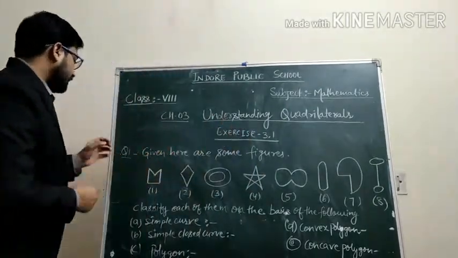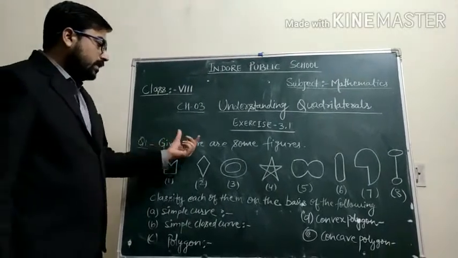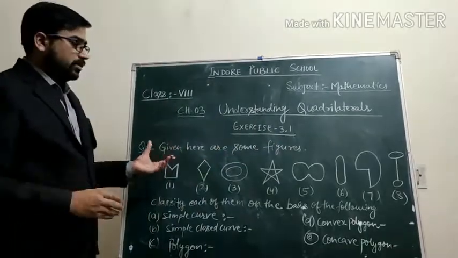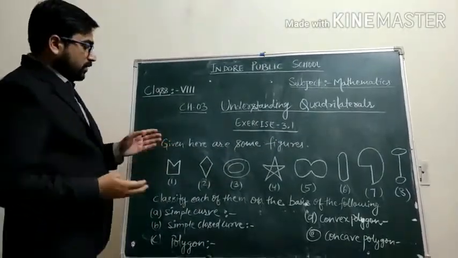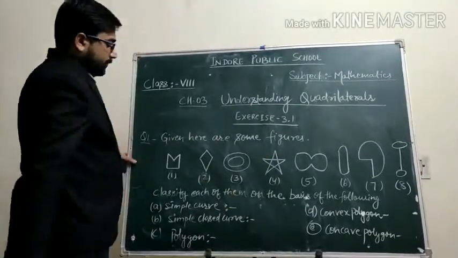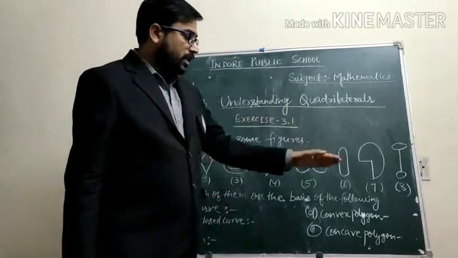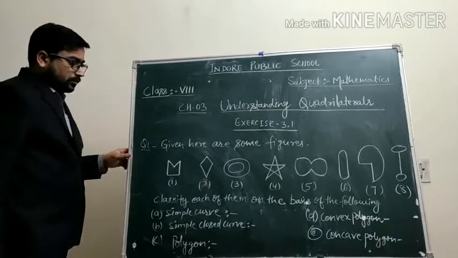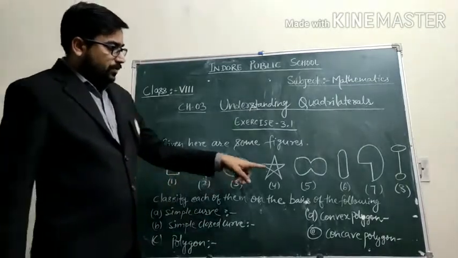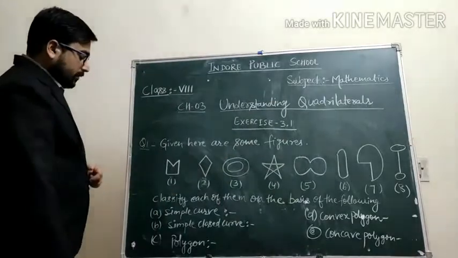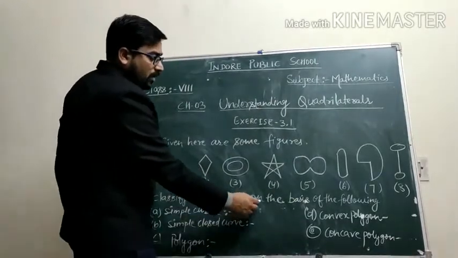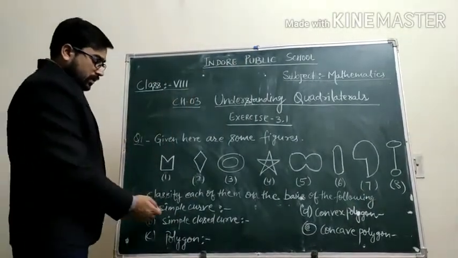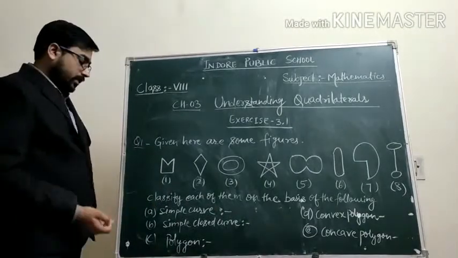Now, let's do question number 1. Some figures are given. You can see this question from your book also, because it is a figure part. So I have written it here, and it will be better for me to explain it to you here. First figure, second, third, fourth, fifth, sixth, seventh, 8 figures are given. Classify each of them on the basis of the following. We have to classify all these 8 figures on the given basis.